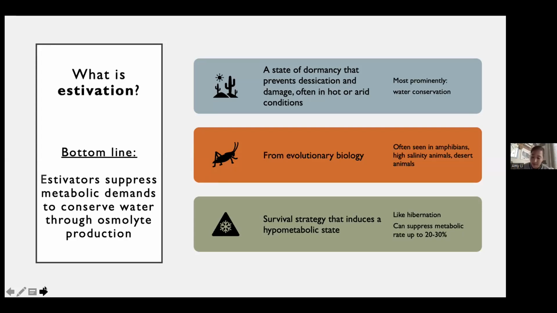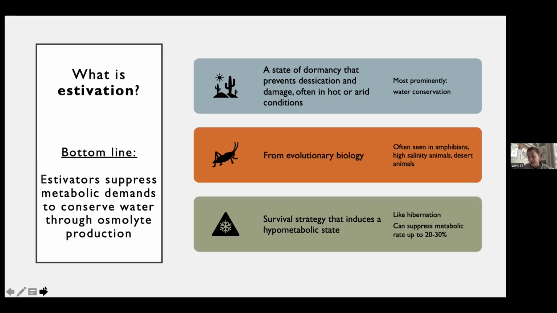Amphibians are also moving from dry land to water. It's also seen in desert animals. So it's this motif conserved through evolution that some researchers have seen in other animals. It's ultimately a really great survival strategy that can suppress the metabolic demand by up to 20 to 30%.